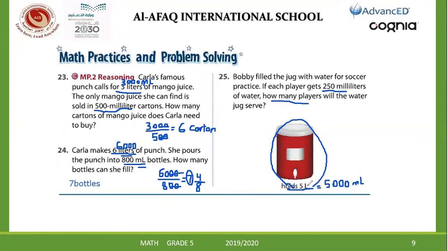Can you start dividing 5 liters by 250 milliliters? Different units here? No, we cannot use different units to multiply or divide. So we first convert 5 liters to milliliters. It is equal to 5,000 milliliters.